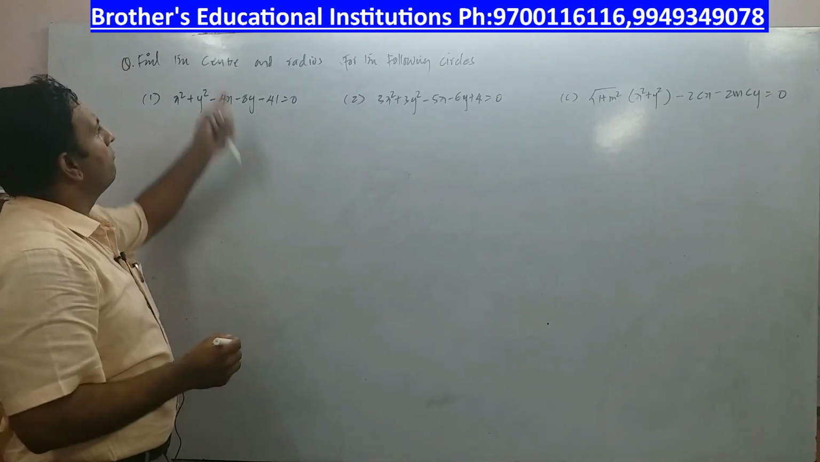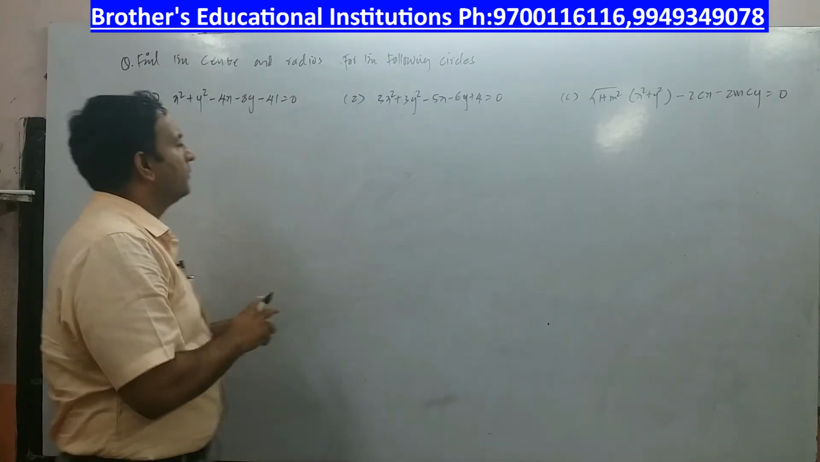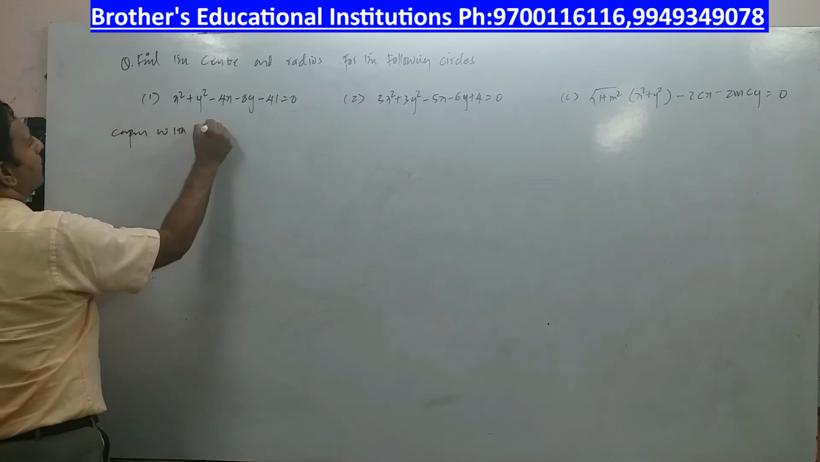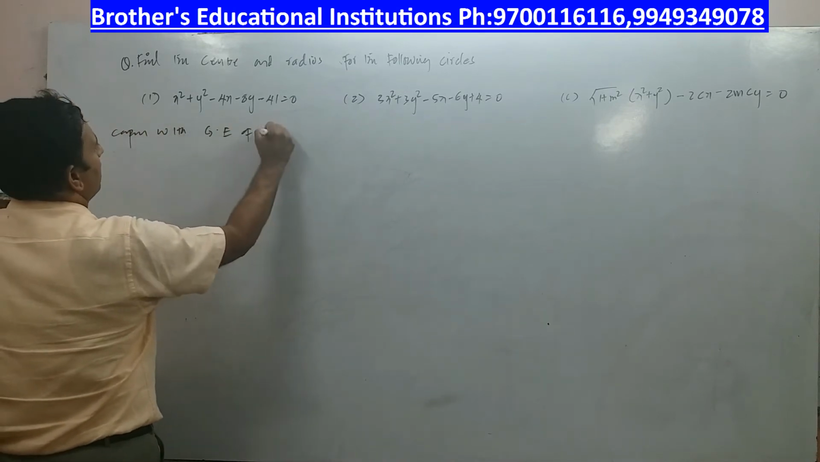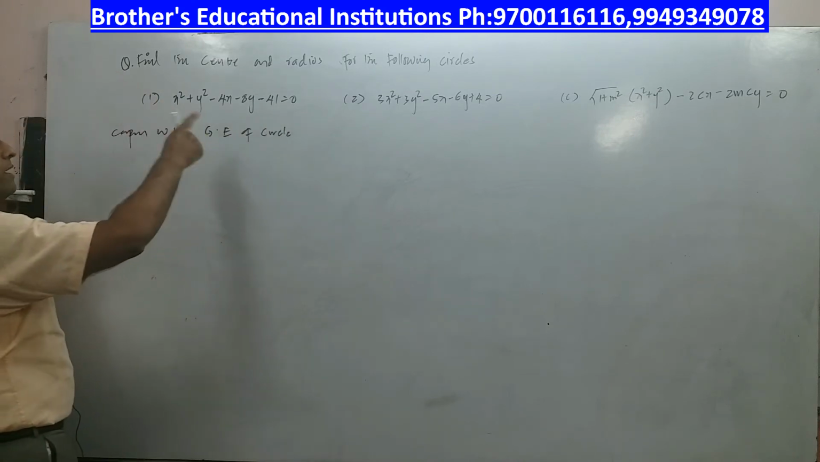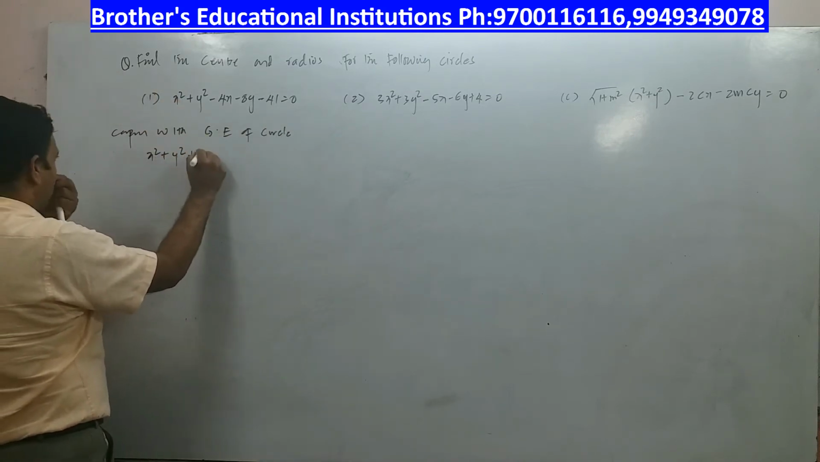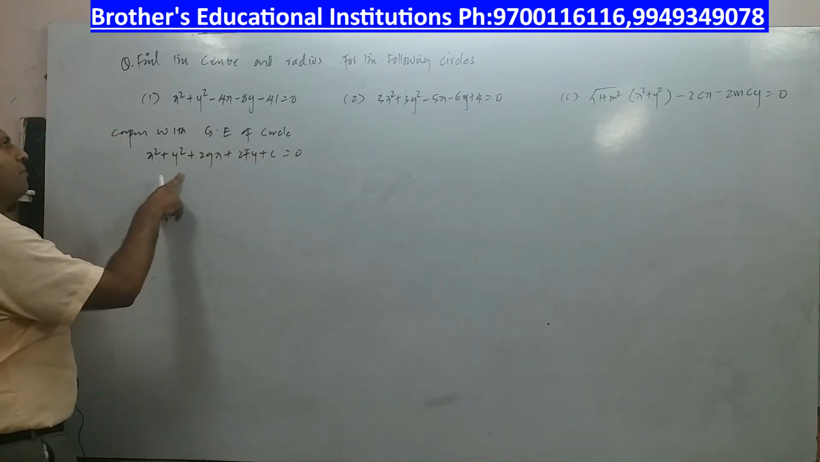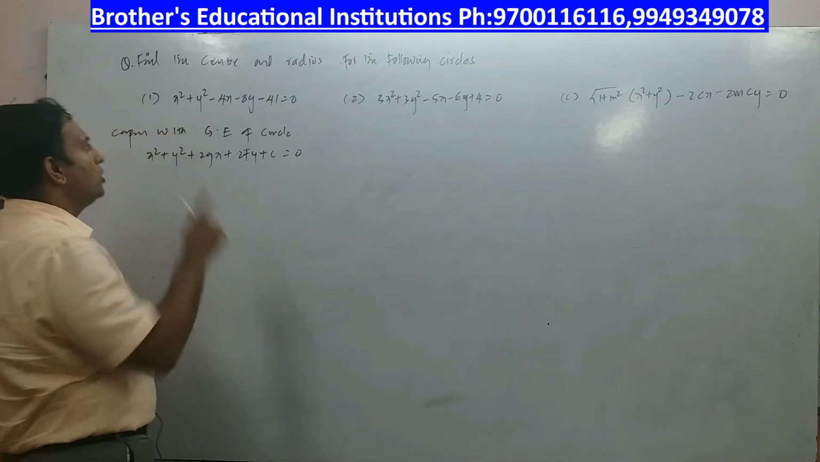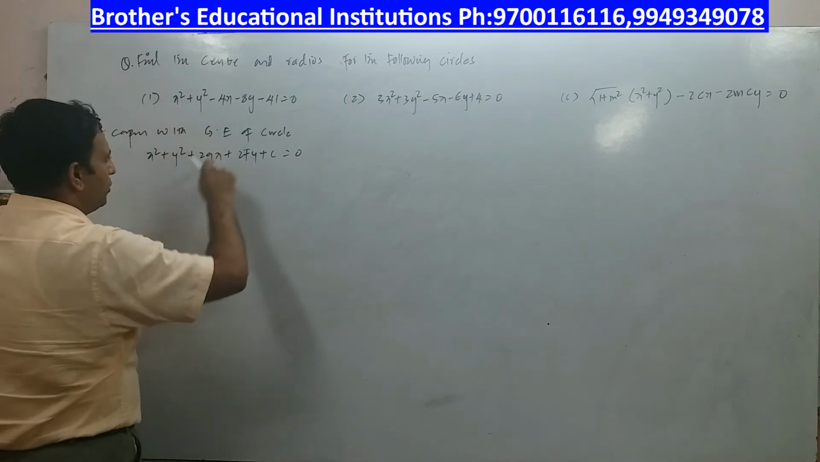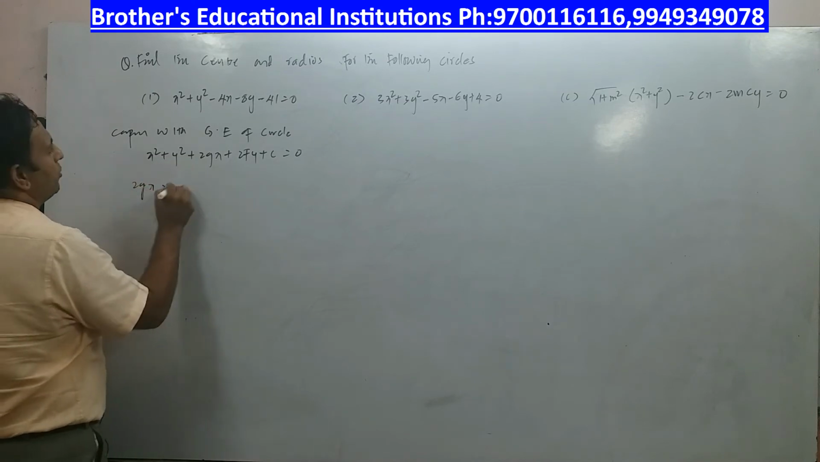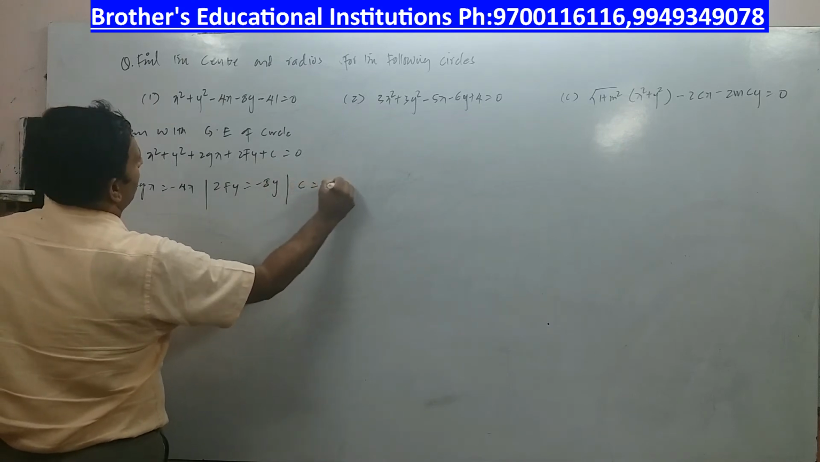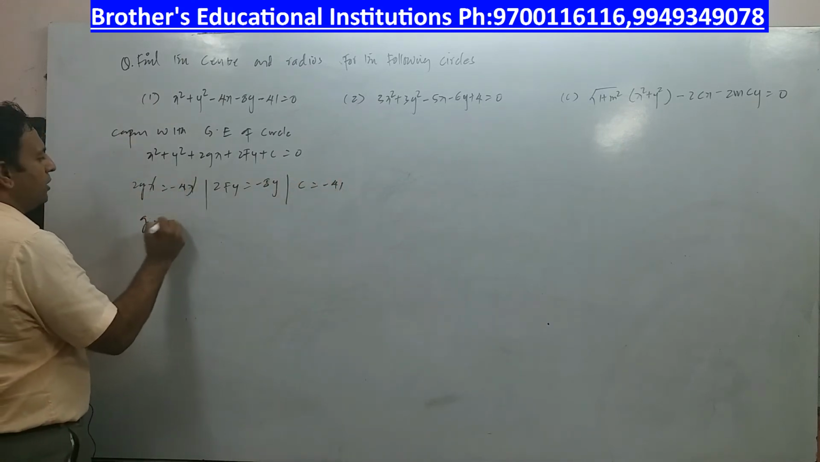Again a simple question. Find the center and radius for the following circles. So what am I going to do? I will say comparing with general equation of circle. What is the general equation of circle? x square plus y square plus 2gx plus 2fy plus c is equal to 0. Make sure that whenever you are comparing, the coefficient of x square and y square is unity. It should be 1. Now here it is in the standard form, no issues. So when I compare, 2gx value is what? Minus 4x. 2fy value is what? Minus 8y. And c value is what? Minus 47. x cancel, g is equal to minus 2.